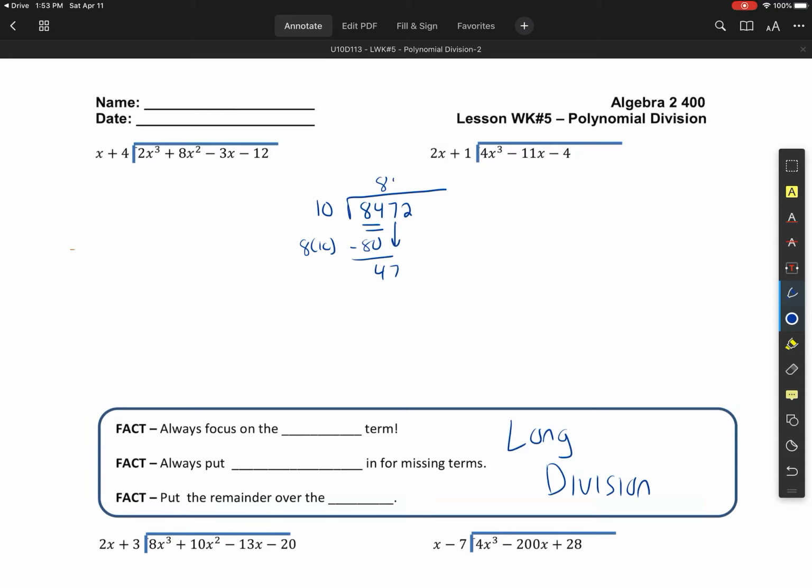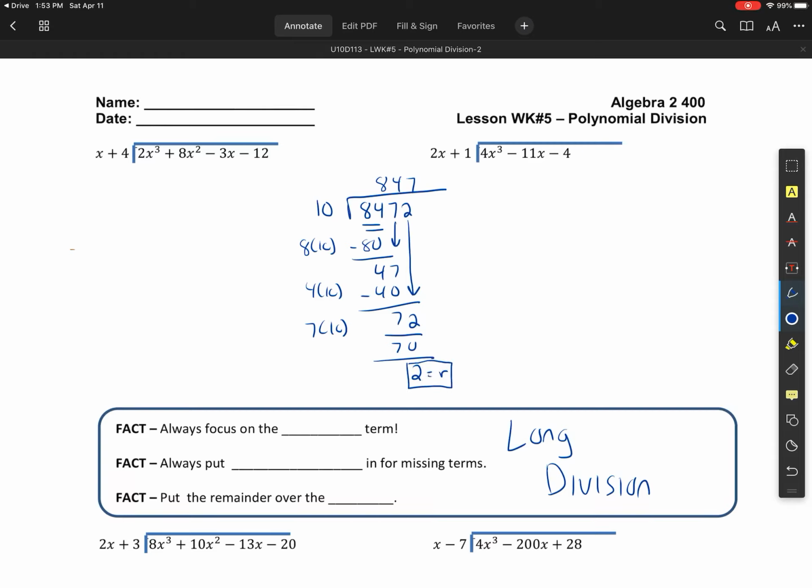How many times does 10 go into 47? 4. 4 times 10 is 40. Subtract, we're left with 7. We bring down the 2. How many times does 10 go into 72? 7 times. Subtract the 70, and we are left with 2.